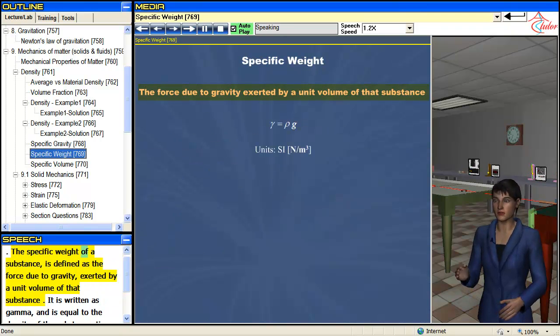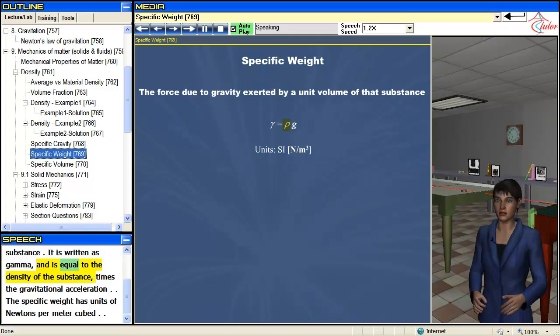The specific weight of a substance is defined as the force due to gravity exerted by a unit volume of that substance. It is written as gamma, and is equal to the density of the substance times the gravitational acceleration. The specific weight has units of newtons per meter cube.